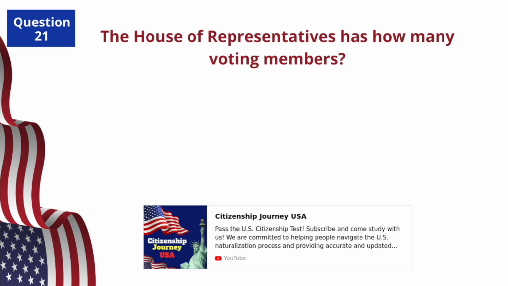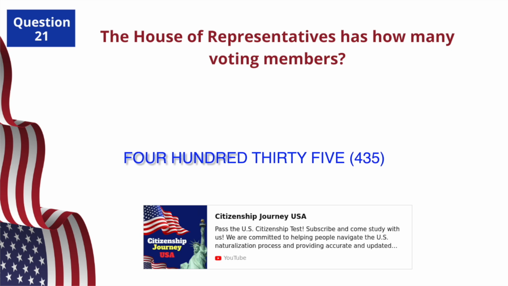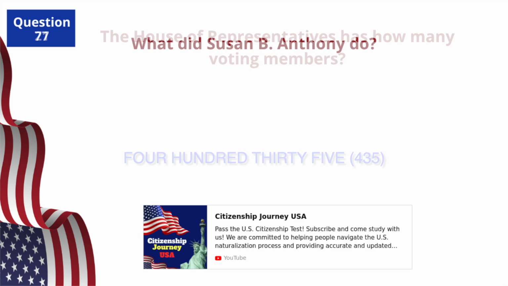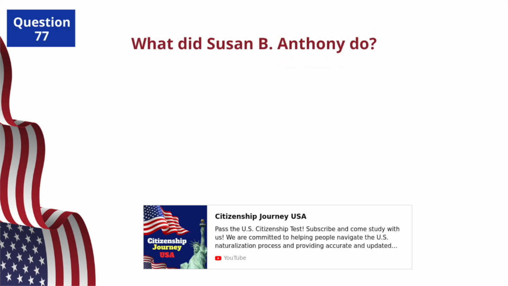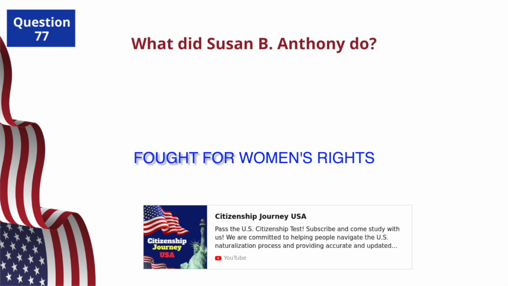The House of Representatives has how many voting members? 435. What did Susan B. Anthony do? Fought for women's rights.